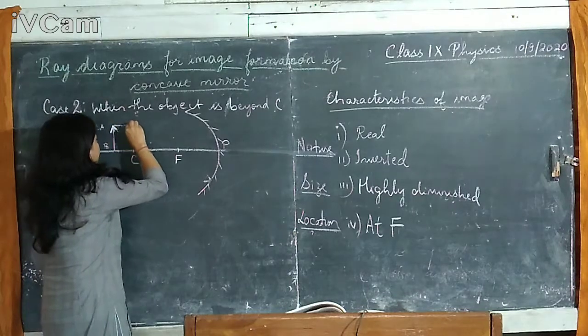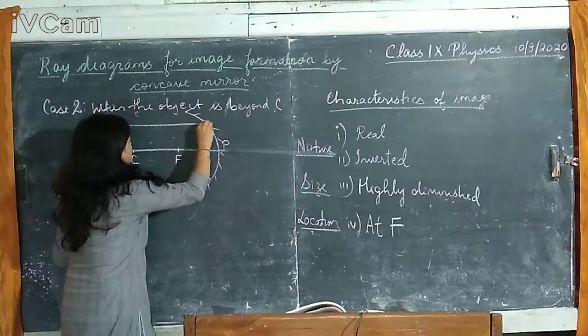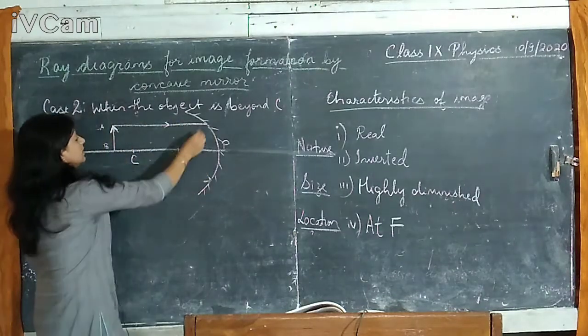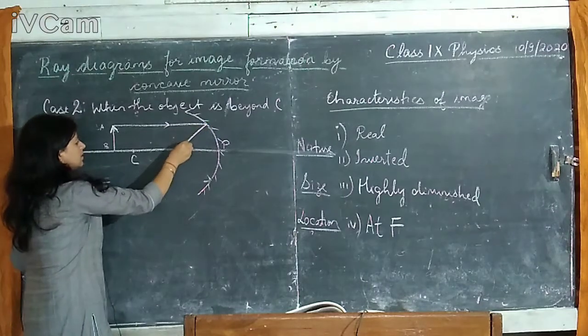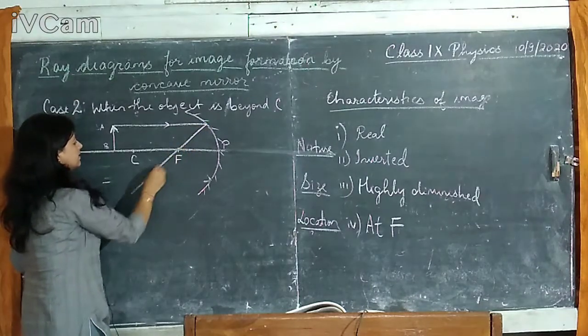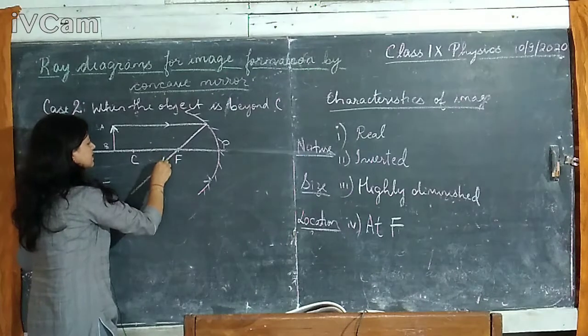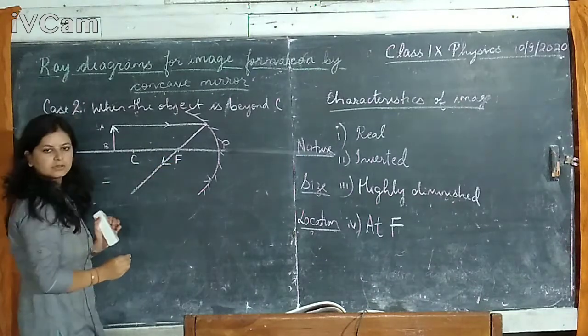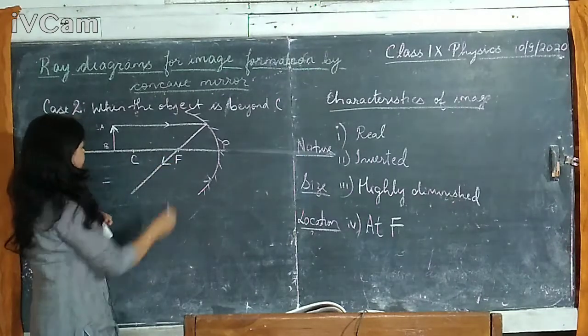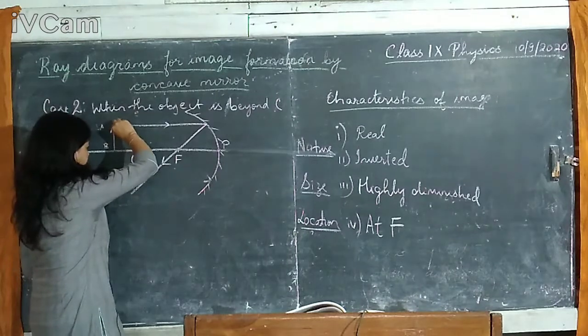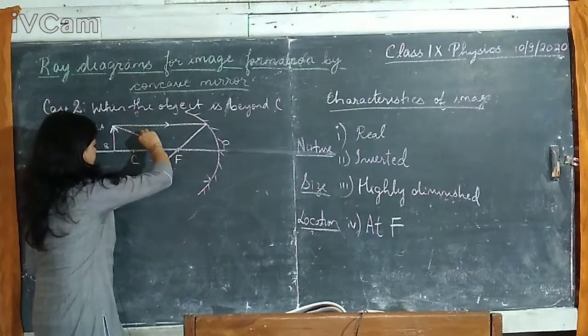Take one ray from the tip, make it parallel and make it reflect. It crosses the principal focus. Alright, now the second ray, you may take it like this.